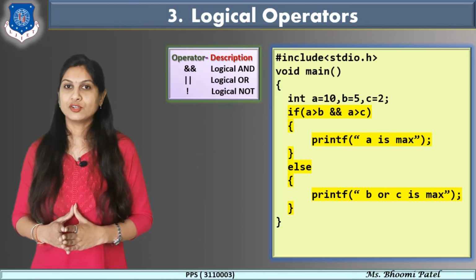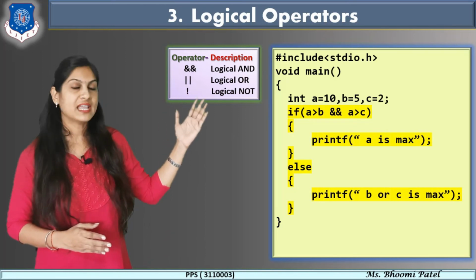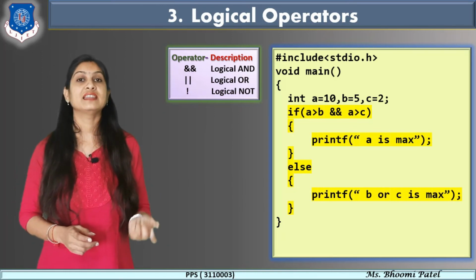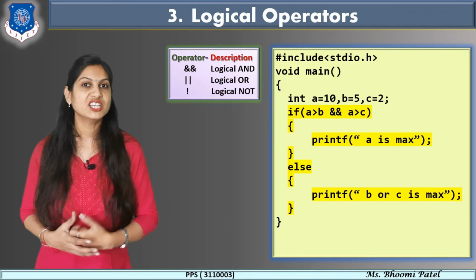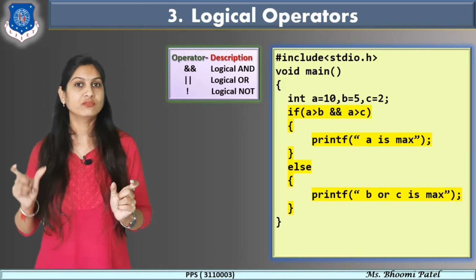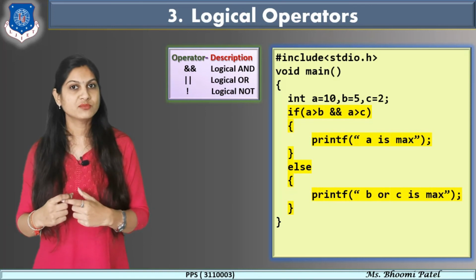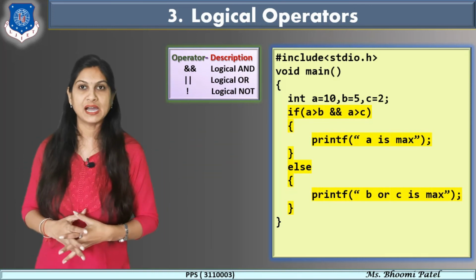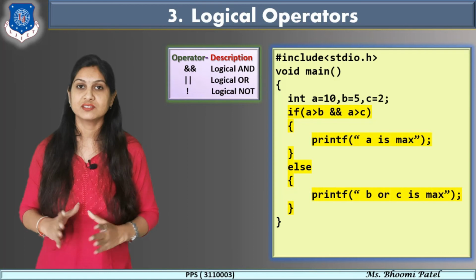So how is it executed? Obviously 10 is greater than 5, and 10 is greater than 2. So our condition becomes true. Both conditions are true, 1 and 1. So the condition becomes true and goes to the if part, A is max, that is our output.